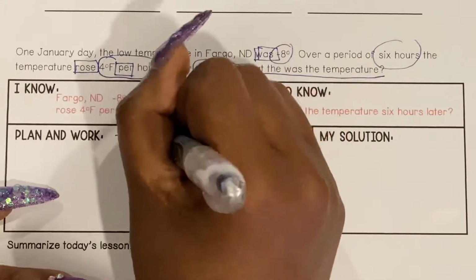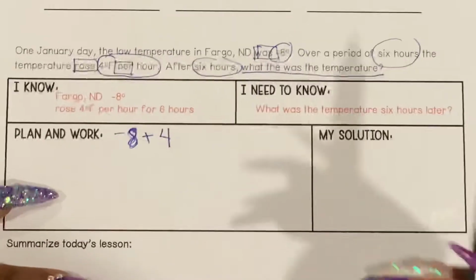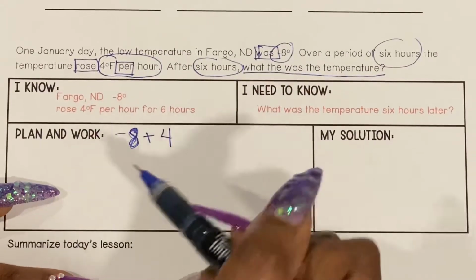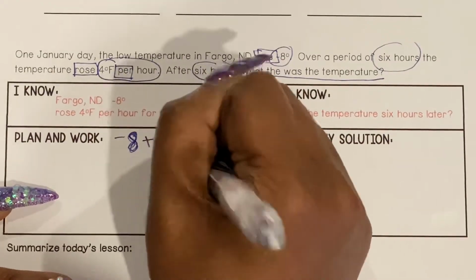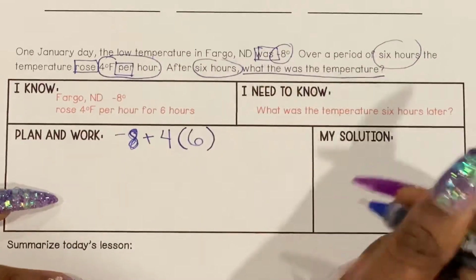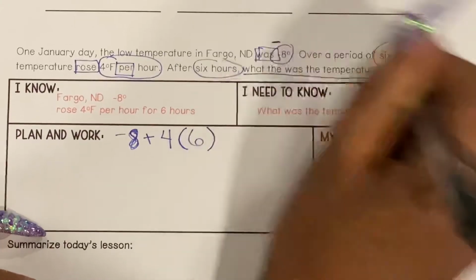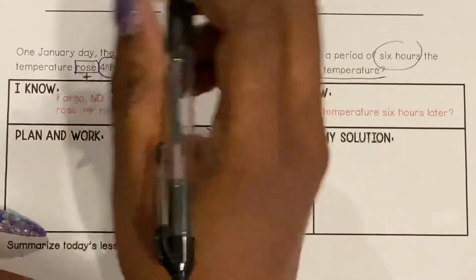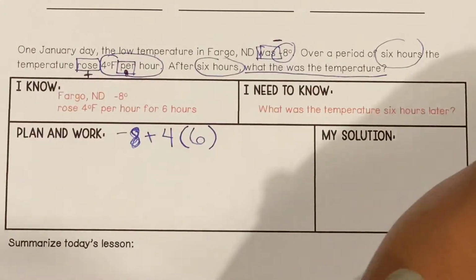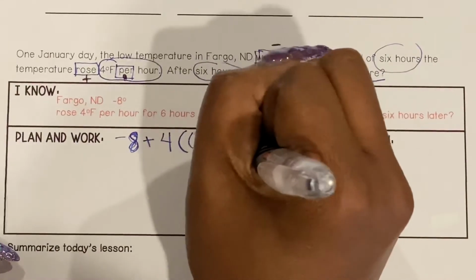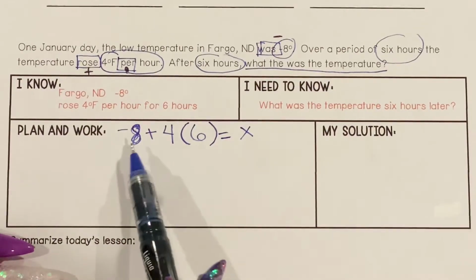So it rose 4 degrees for how many hours? Per. If you remember, what operation is per? Hopefully you said, Miss T, I remember per means to multiply. So what I can do here is I can say this was subtraction, this was addition, this was multiplication. Okay, so I literally have 3 things going on here. And then I need to find out whatever my variable is going to be. What is my answer?